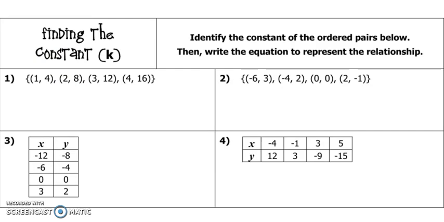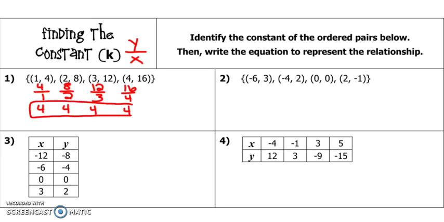Now, if we look, we want to start by finding our constant k. It is always, always, always going to be y over x. So here, I have 4 over 1. Well, that equals 4. I have 8 over 2, that equals 4. I have 12 over 3, that equals 4. And I have 16 over 4, that equals 4. Because all those numbers are exactly the same when we divide them, that is my k value. K is going to equal 4. My equation would be y equals 4x.